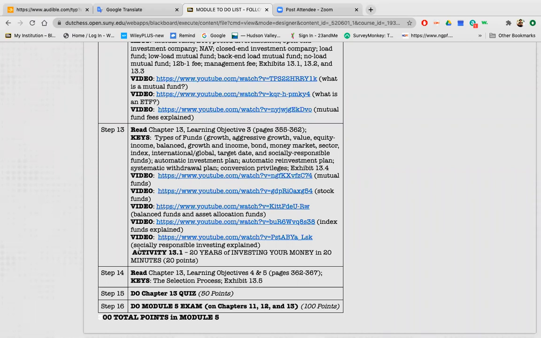The big activity in this module is the very, very last one here, activity 13.1. You're going to be doing a simulation that's going to last almost 20 minutes. It's actually over 20 minutes in total, where you're going to be receiving money every 6 months for 20 years. And your job is to make sure all your money is invested appropriately, because money sitting around doesn't earn any interest and thus it loses its value. So you have to make sure all your money is invested appropriately.